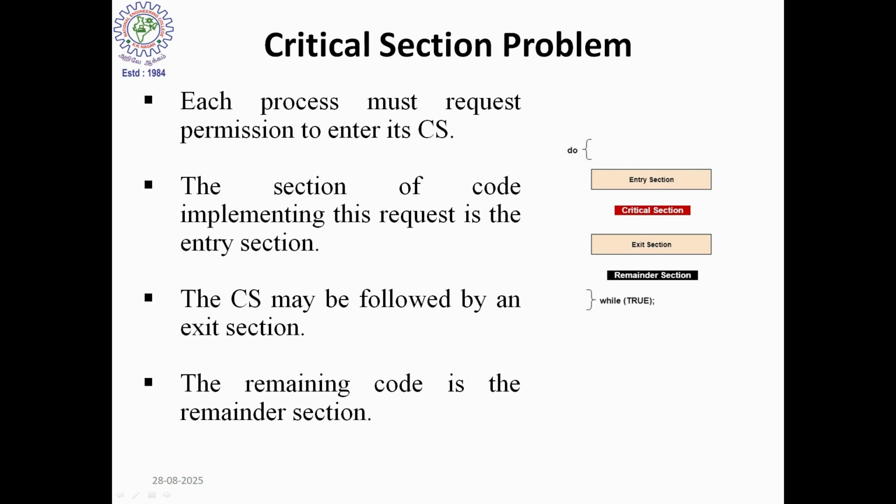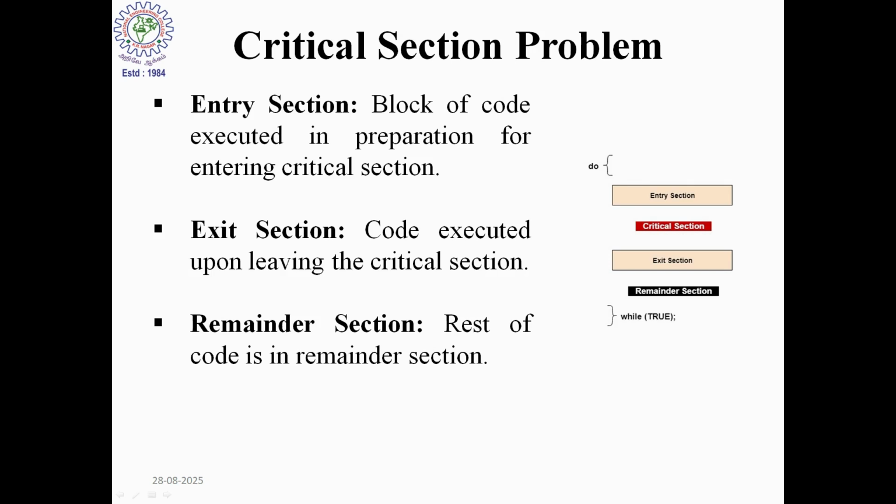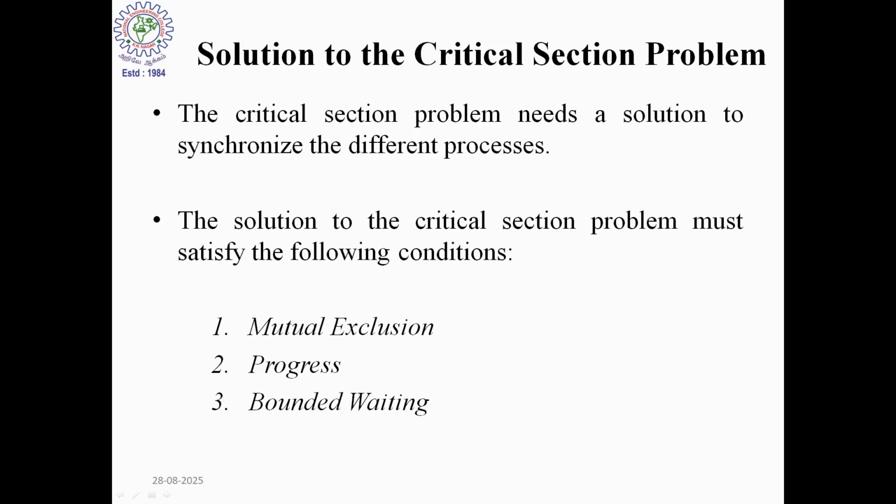So this is how a critical section code looks. There is an entry section, a block of code executed for preparation. A request will be granted only if there is no other process in the critical section. Then the exit section is the code executed upon leaving the critical section; every process executes this exit section code, and it gives a signal to all the other processes. And the remainder section holds whatever code is present in the rest of the program.